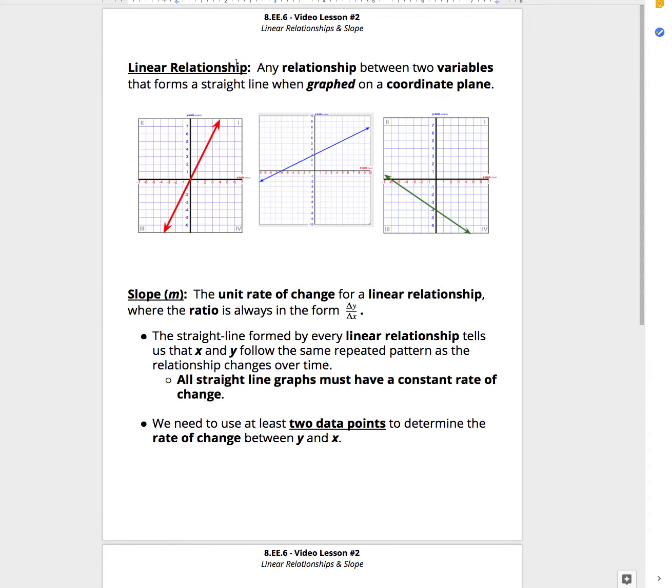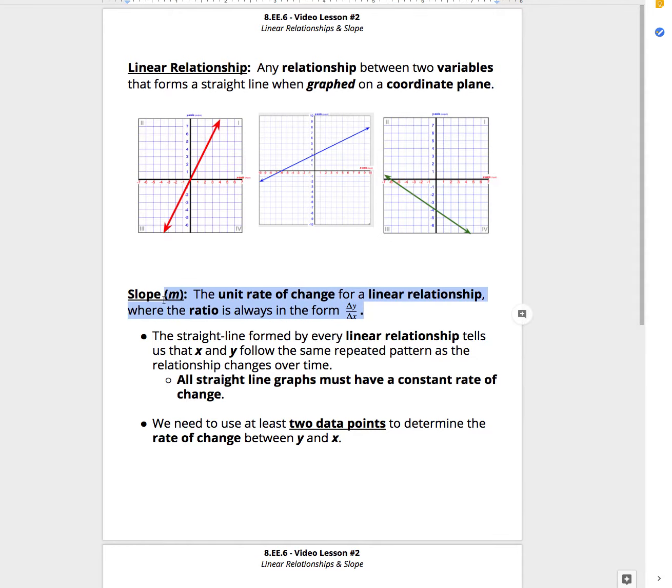This video will continue to discuss linear relationships. Specifically, we're going to look at how to find the slope for a linear relationship. Recall that a linear relationship is any relationship between two variables that forms a straight line when graphed on a coordinate plane. We see three examples here in red, blue, and green of different linear relationships. They all form straight lines on the graph.